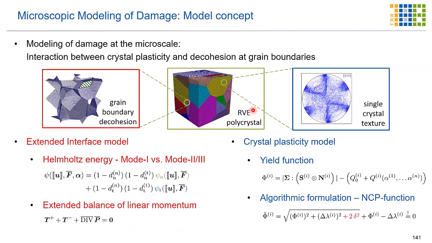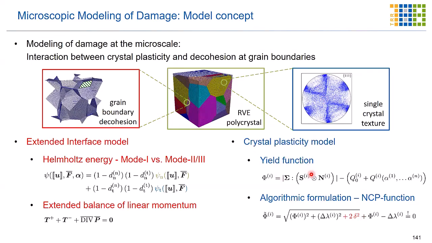One approach here that I would like to show you is the interaction between crystal plasticity and the decohesion at the grain boundaries. Again, you need to take into account the bulk, the grains themselves, but also their interaction. So this representative volume element is a polycrystal, like you see here. And inside these single crystals, you have a physical response. You can have plasticity, so you have slip planes, for instance, and they are sliding.